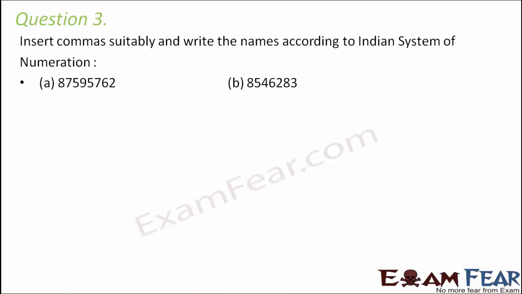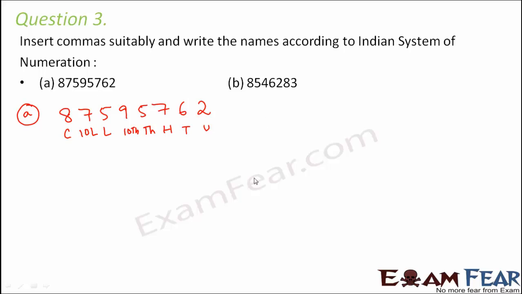Question number 3. Insert commas suitably and write the names according to Indian system of numeration. Okay, so the first one, it's an 8-digit number. How do we place the commas appropriately? Even before we place the commas, first let us position the digits correctly. So here we have 8, 7, 5, 9, 5, 7, 6, 2. So this is the units, tens, hundreds, thousands, 10,000s, lakhs, 10 lakhs, crores. So this is the positioning.